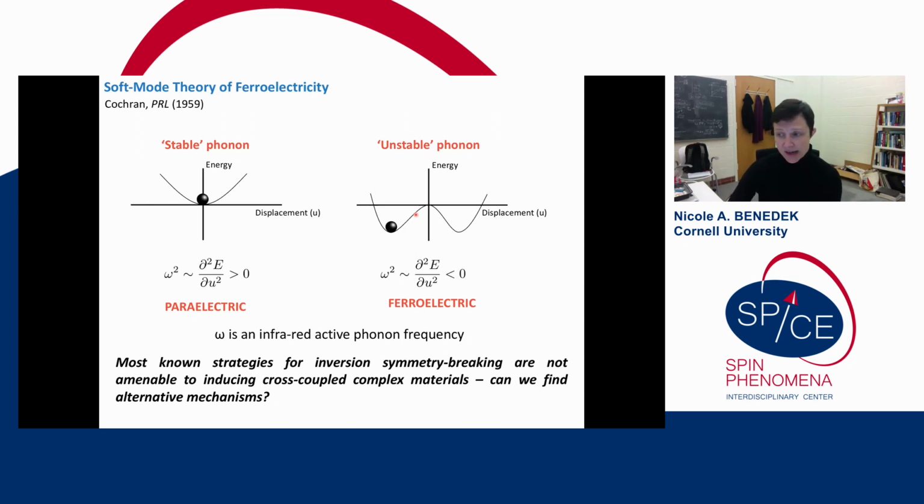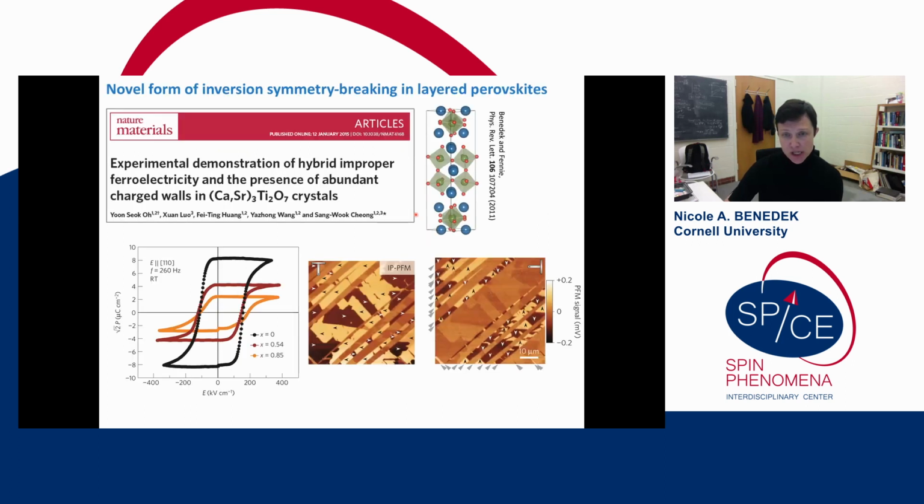And just to give a teaser, answering that question is going to lead us to a novel form of inversion symmetry breaking in layered perovskites. It was a theoretical prediction first, and then experimentally demonstrated a bit later in this Ruddlesden-Popper phase material. These images just show some of the beautiful and very rich domain structures in this material, and some equally beautiful polarization hysteresis loops. So this material is actually ferroelectric.